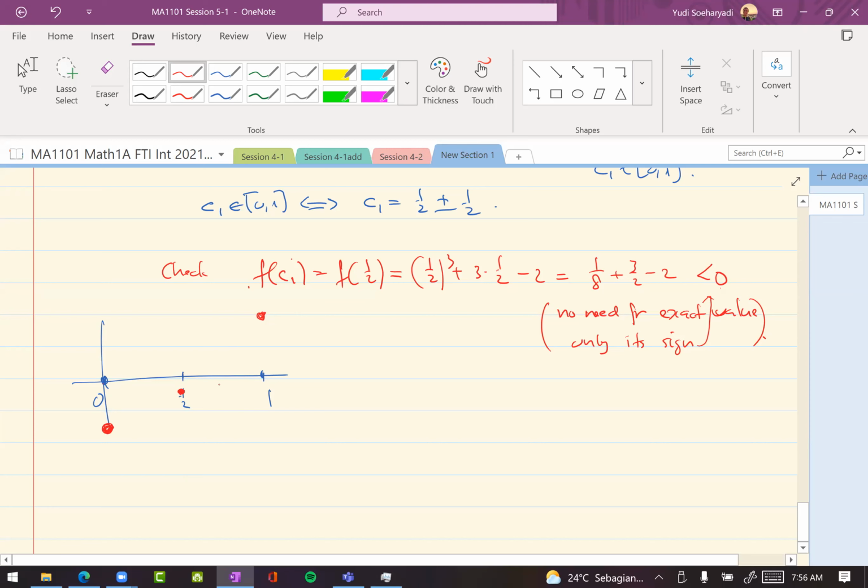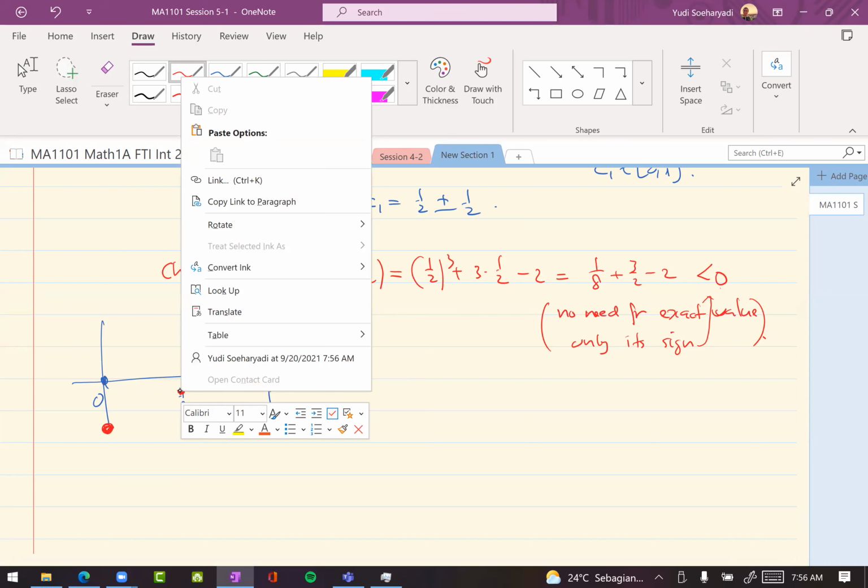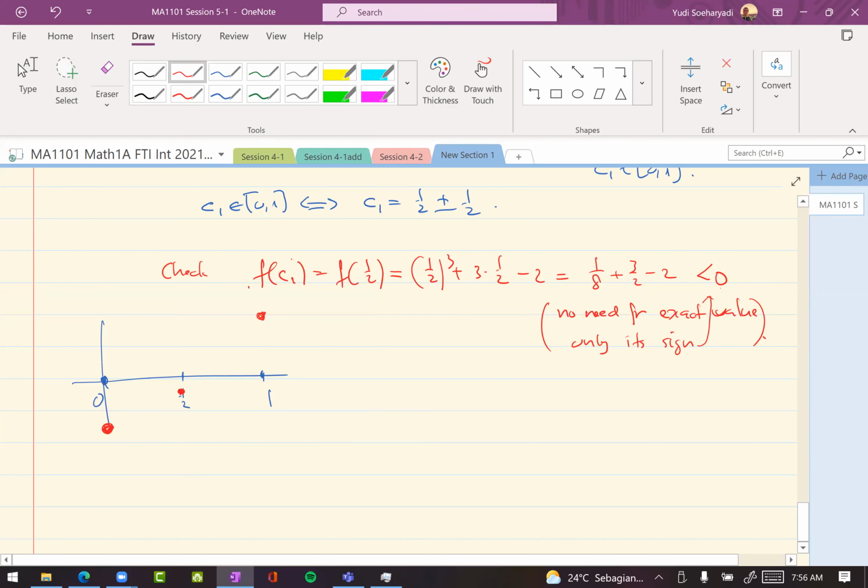So what if I connect this to this? Will you intersect the x-axis? You may not. If you connect like this, there is no intersection. But if you have this, you may have intersections. The thing is, you cannot be sure whether connecting these two gives you a root.